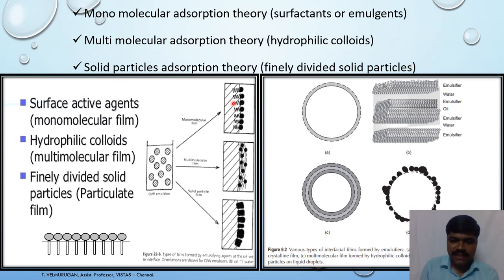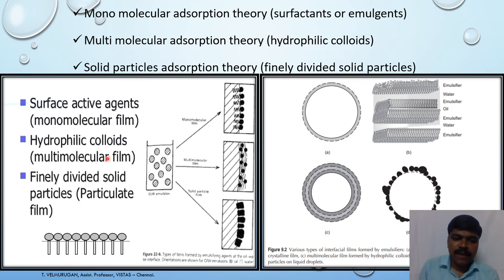Okay, see here, this is the pictorial representation of the adsorption theory. Nothing but the monomolecular film, monomolecular adsorption theory with the help of surface active agents. See here, this is the oil phase, this is the aqueous phase, this is the emulsifying agent. See here, emulsifying agent: polar head, non-polar tail. So with the help of the emulsifying agent, the two immiscible liquids convert into miscible liquids. Okay, this is called the monomolecular adsorption theory.